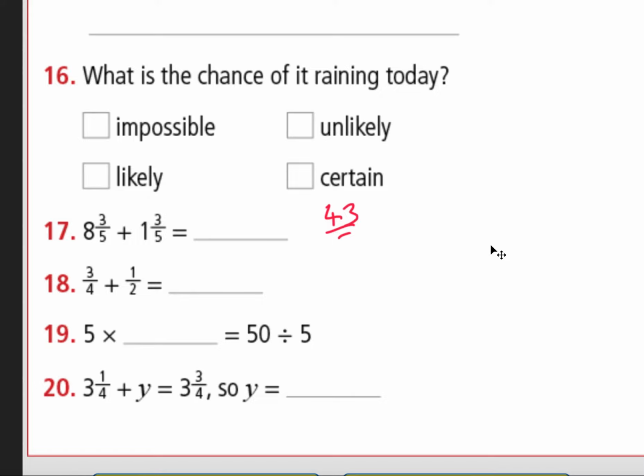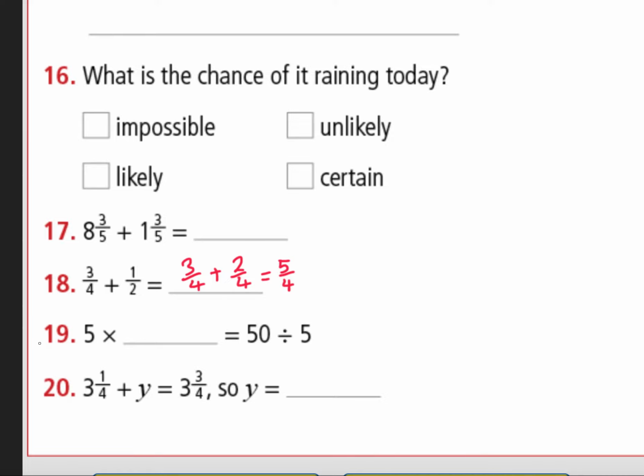Number 18, we're asked to add up 3/4 and 1/2. So again, we can't add up two different fractions. We need to either make them both halves or both quarters. So for that one, I would leave 3/4 as it is, and I would change the half into quarters. Now a half, we should know, is 2/4. So altogether, I'm getting 3/4 plus 2/4 equals 5/4. And again, we don't want to leave it as an improper fraction here. We want to divide the 4 into 5 to get our whole number, and the remainder we'll put over 4 as our fraction.